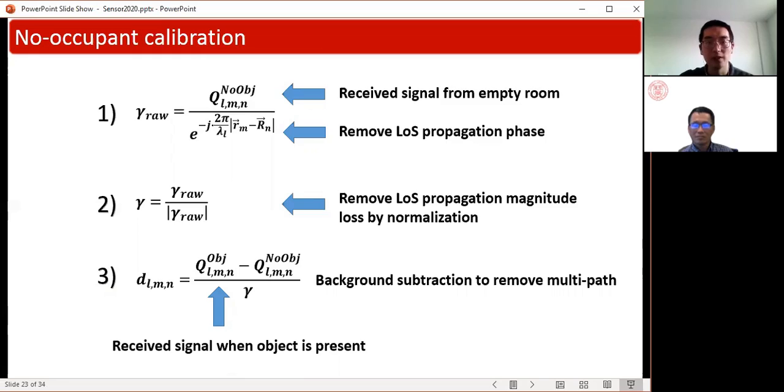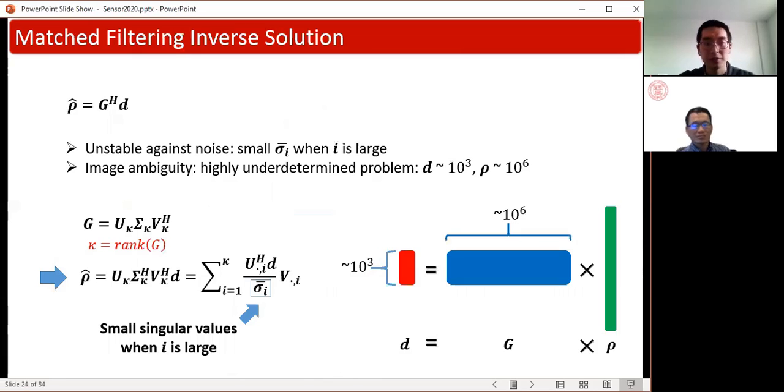This is done by removing the line of sight propagation loss between the reader antenna and the tag. With known locations of tags and reader antennas, it is easy to get rid of the line of sight propagation loss by doing division. This whole process is called the no occupant calibration. The received signals after calibration is the vector D that we use here. Now we will start the discussion of two inverse solutions.